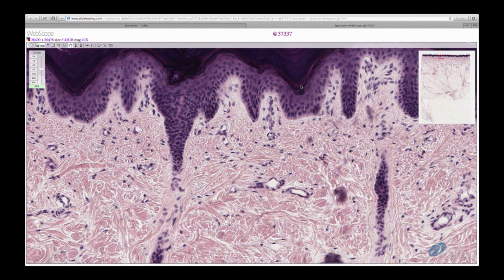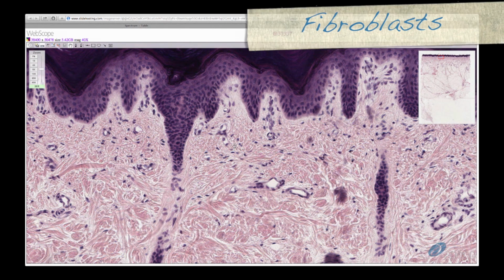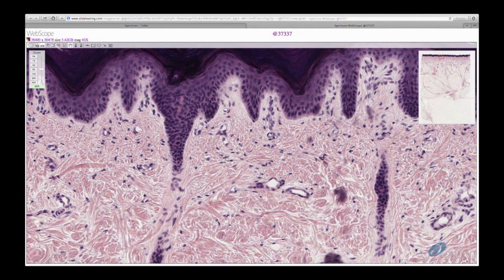Alright, so we've moved to a different section of the slide to take a look at fibroblasts, which are seen here with their elongated nuclei. Fibroblasts are responsible for producing collagen and other components of the extracellular matrix of the dermis. Notice that there are more fibroblasts visible in the papillary layer than in the reticular layer of the dermis.